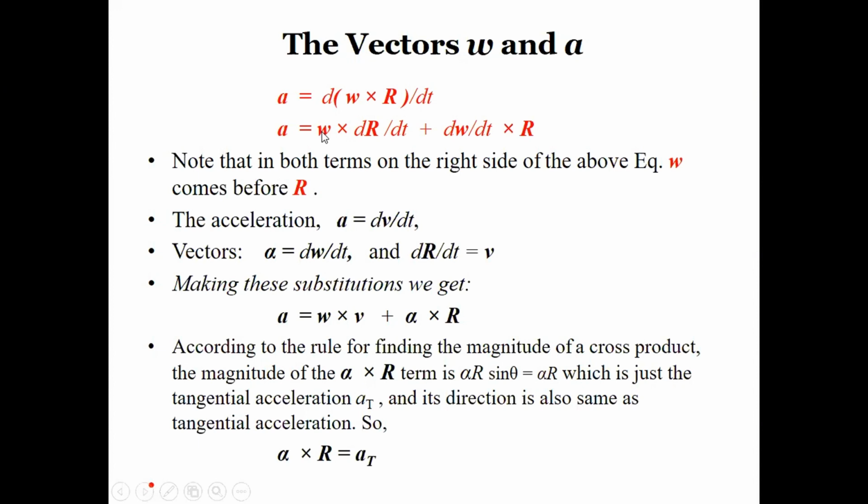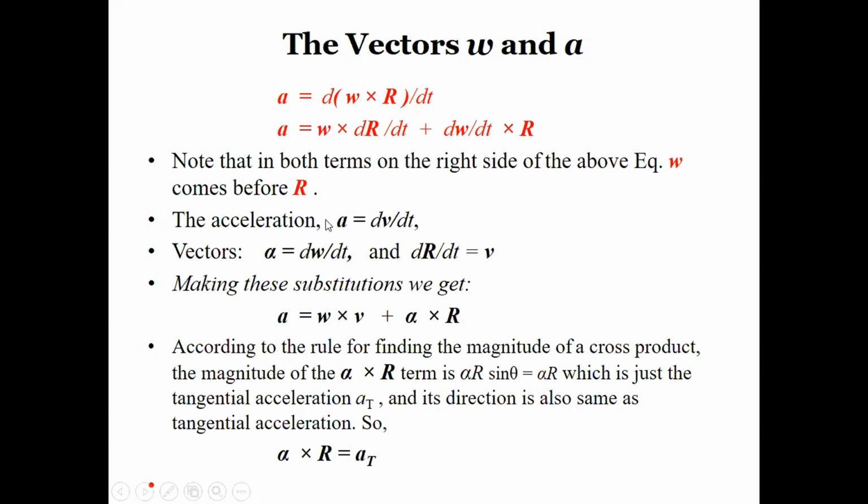So omega always comes before r. We have preserved the order in which these vectors are occurring, because we know very well that omega cross r is not equal to r cross omega. So order is important.